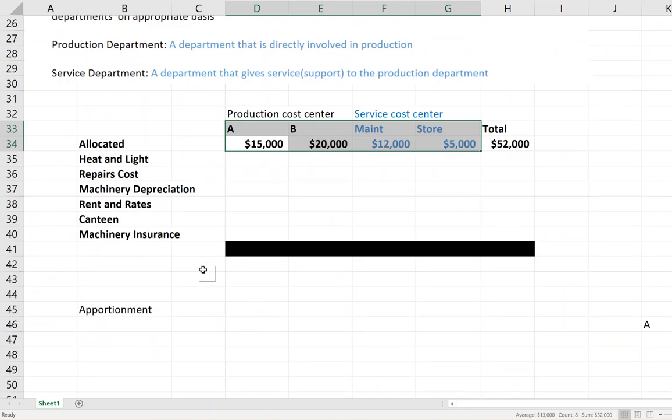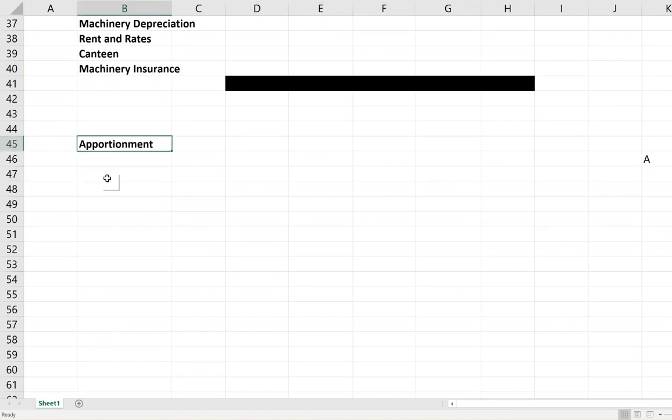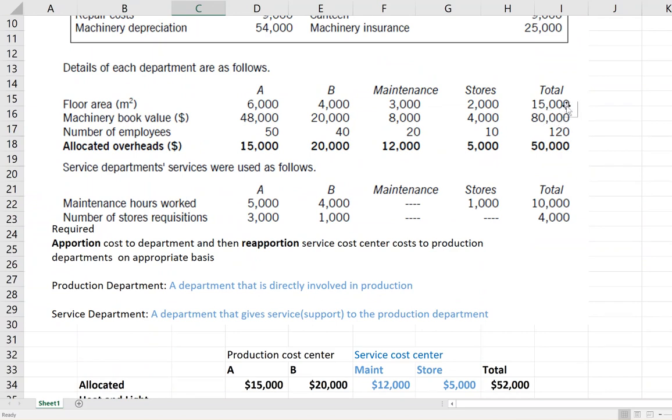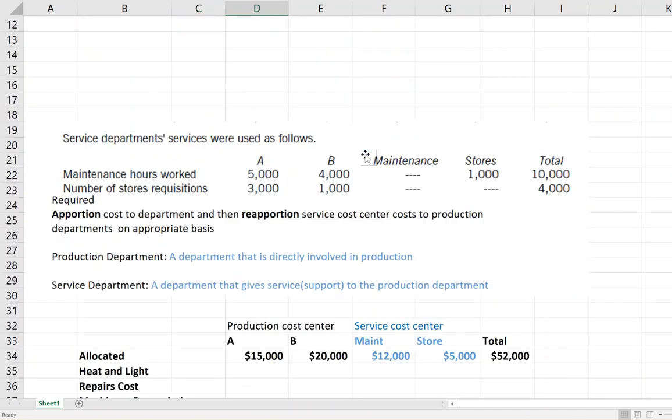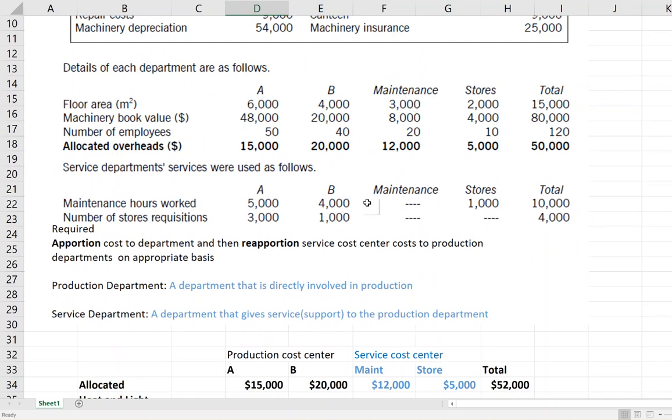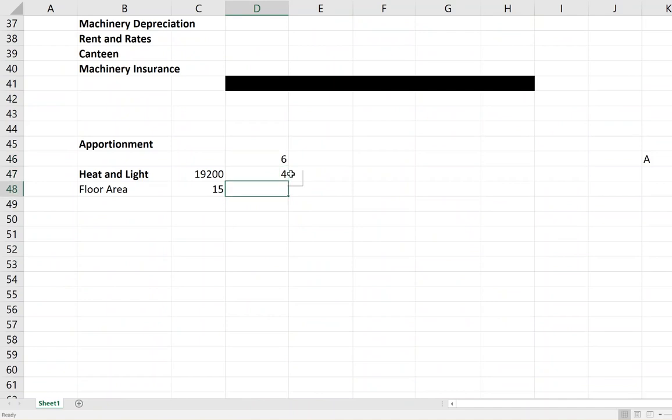So now we will take the cost, apportionment. We are apportioning heat and light, and we are going to use the proxy floor area. Cost is 19,200, and floor area total is 15,000. You can remove zeros if you want to save time. So then we have specific 6,000, 4,000, 3,000, 2,000, each department. I want to double check to see that the total is right. It is 15,000. This relates to A, this relates to B, this relates to maintenance, and this relates to store.